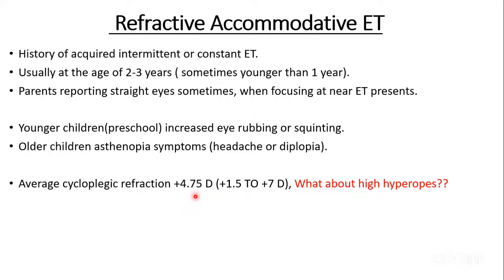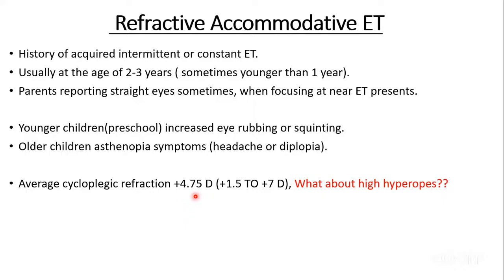So I have a question here. For patients with high hyperopia, for example plus 9, plus 10 diopters, do you think they will have esotropia or not? Patient with high hyperopia, plus 9, plus 10. Maybe not because he has bilateral amblyopia. But with that much power he cannot adjust just by convergence. So he won't have. Yes, exactly.